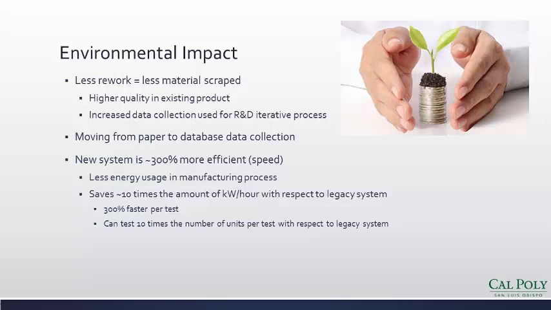And finally, as determined through time studies, the new system is roughly 300% more effective in speed. This means that there is going to be less energy usage in the manufacturing process. The new system saves roughly 10 times the amount of kilowatt-hours with respect to the legacy system, due to it being 300% faster per test, and in addition to that, it can test 10 times the number of units per test with respect to the old legacy system.